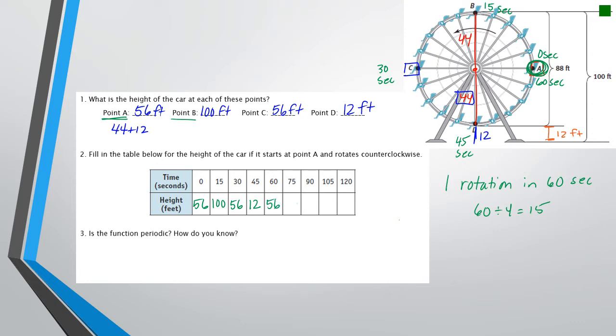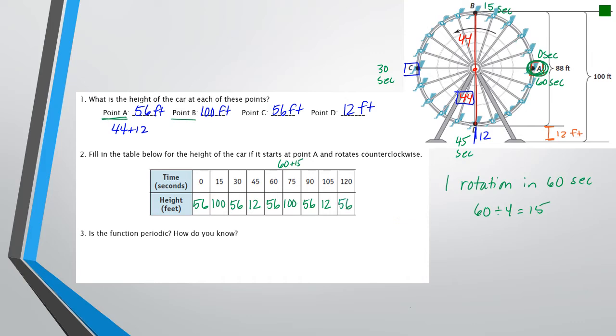Now 75 seconds is basically saying 60 seconds, which is all the way around, plus 15 more. So now I'm basically repeating myself. I was at A, 15 seconds more is now at point B. So that would be 100. 15 seconds more than that is now at point C, which is back to 56. 105 seconds is 15 seconds more than that, so we're down to 12. And then finally 120 seconds would be the same as 2 minutes. So that's 2 full rotations, so you're back at A.